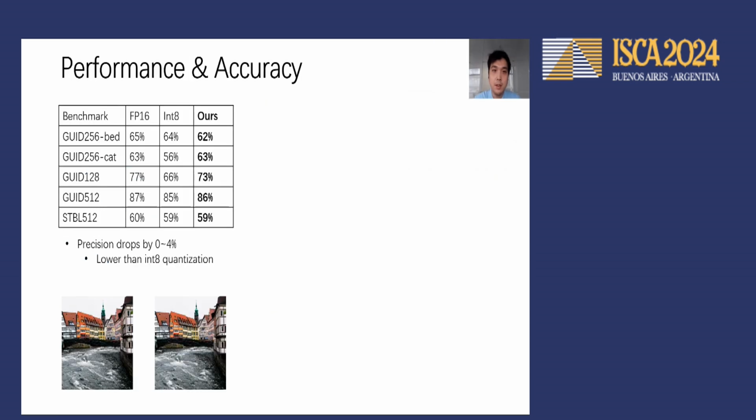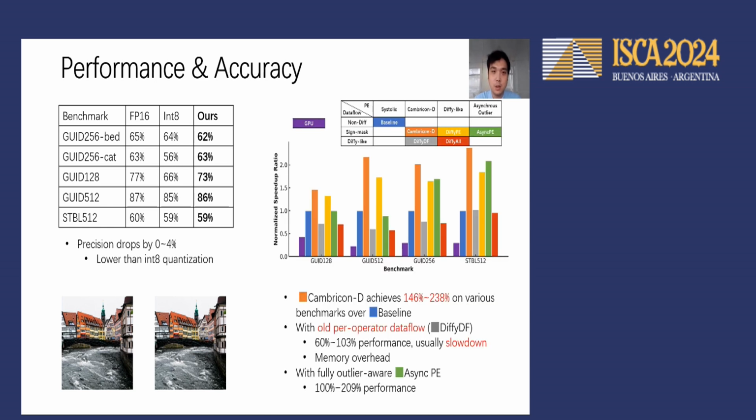The combined effect of all these approximations drops the model precision by 0 to 4%, which is lower than int8 quantization. As you can see, the image quality is maintained. Under this quality, Cambricon-D, the orange bar, achieves 146 to 238% speedup on various models over the baseline in blue.